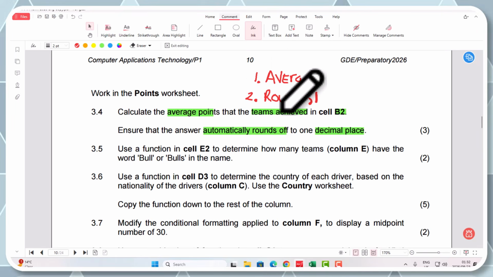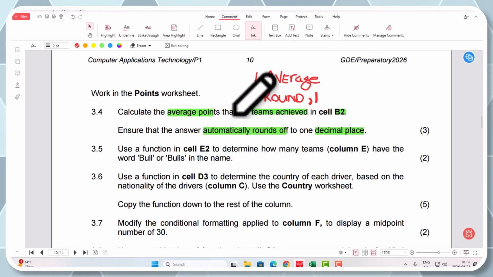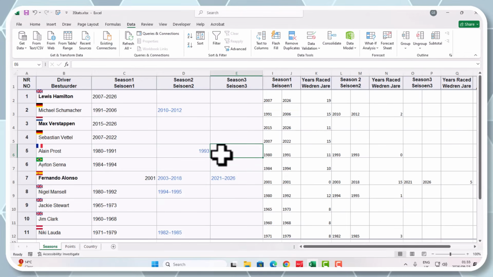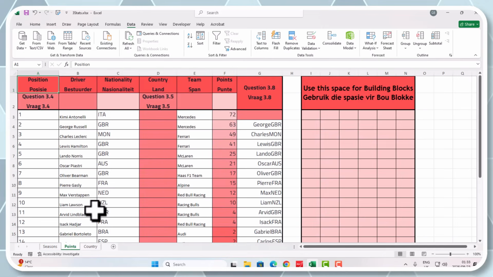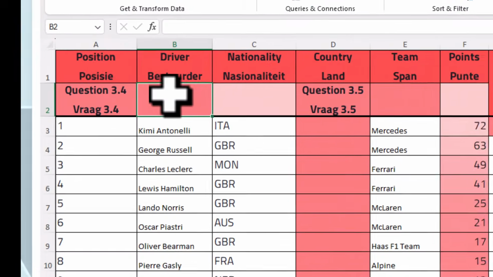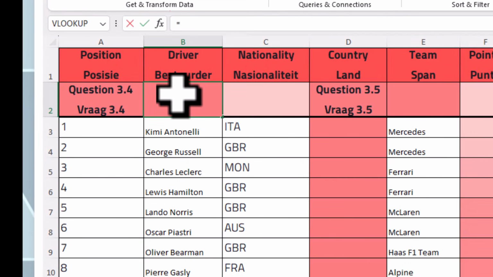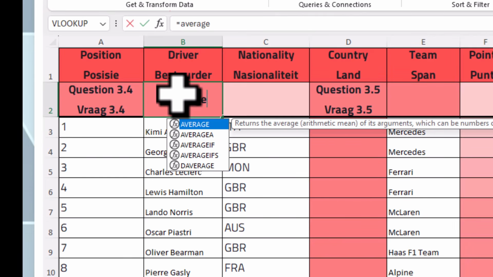Right, so let's go and do this one. So we're going to look at the average points in cell B2. Let's go over to B2. And we've got to look at the points section. Right, B2. This is where we are focusing on. All right, so let's go and do this. Equals average, right?